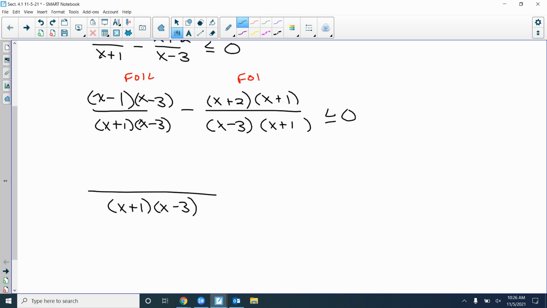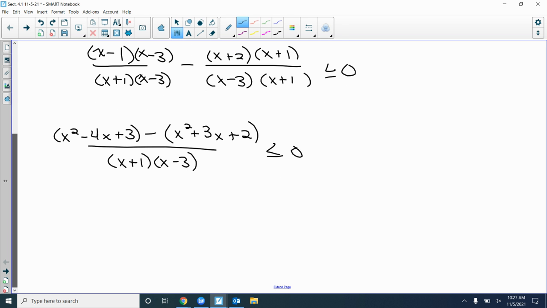Okay, so when I FOIL, that's going to give me x squared, negative 3x, negative x is minus 4x. Negative times a negative is positive 3. All right, minus. And you got to keep that whole thing in parentheses. So when I subtract, I get x squared plus x plus 2x is plus 3x. 2 times 1 is plus 2. All this has to be less than or equal to 0.